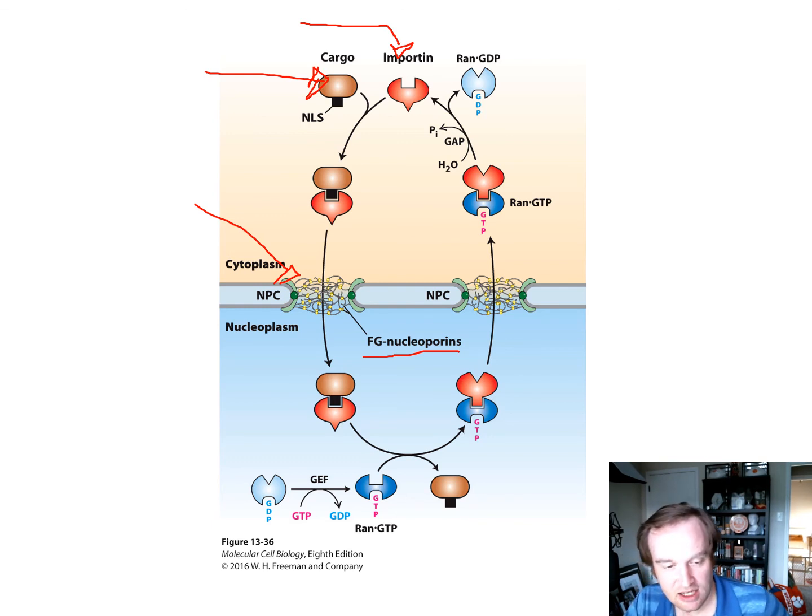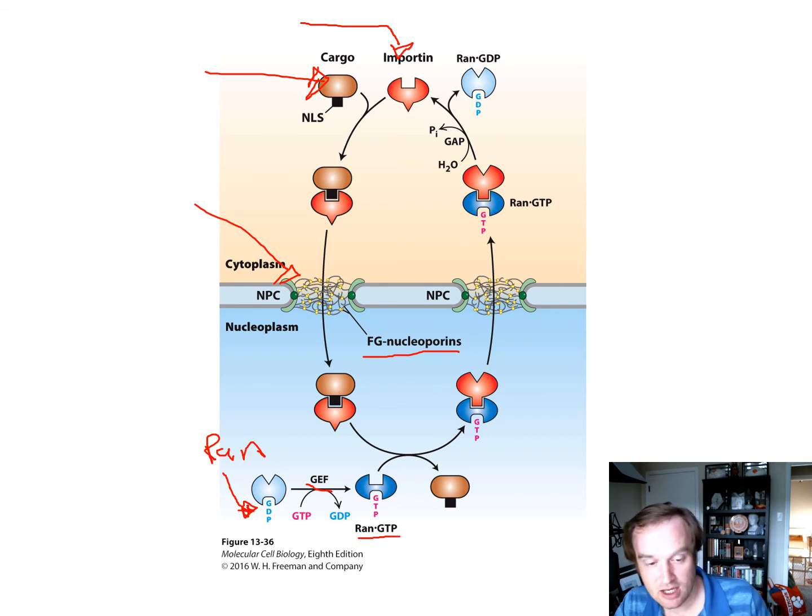And then it gets into the nucleus at this point. And within the nucleus, there is this enzyme called RAN, R-A-N, GDP, which they didn't label here for some reason. But RAN GDP is activated by guanine exchange factor, or GEF. And through that process, it becomes RAN GTP. And then RAN GTP is able to take up this bond with our importin.